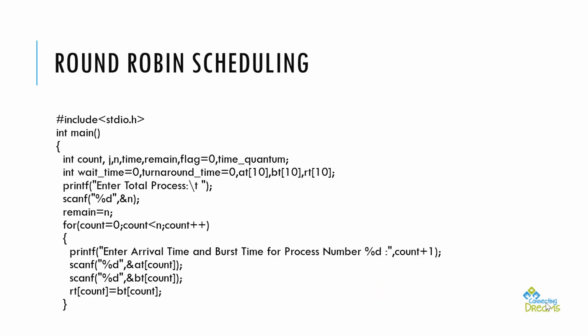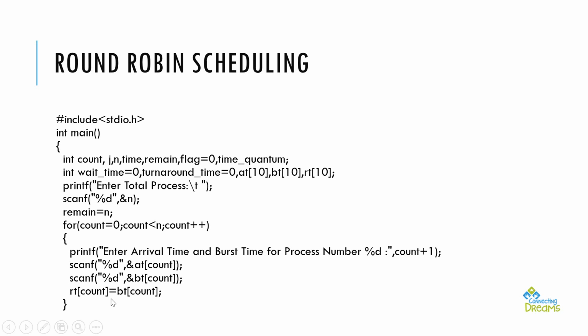Now when we look into the programming side of round robin scheduling, we first include the library and then initialize certain variables. Here we ask for the total number of processes as input from the user and store that value in the variable named n. We create a for loop with the count variable, and with this for loop we take the arrival time and burst time from the user for each of the processes, and store them in the AT and BT variables.